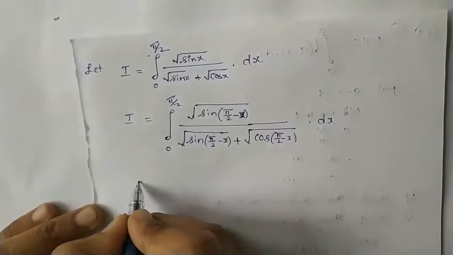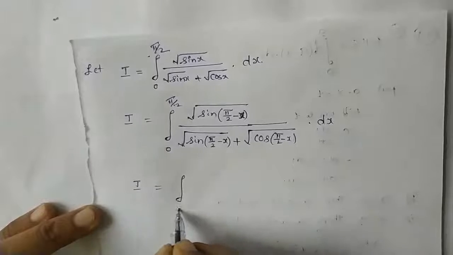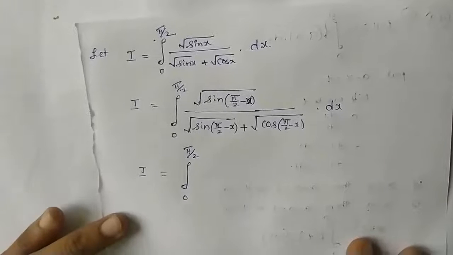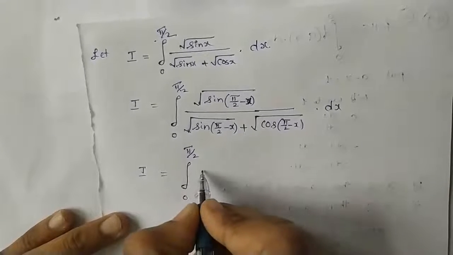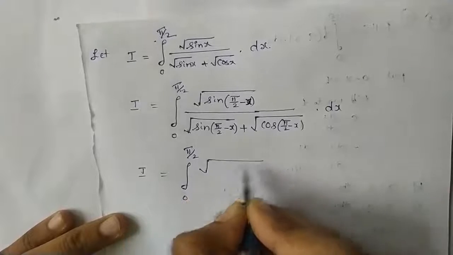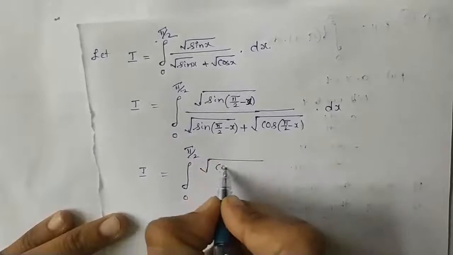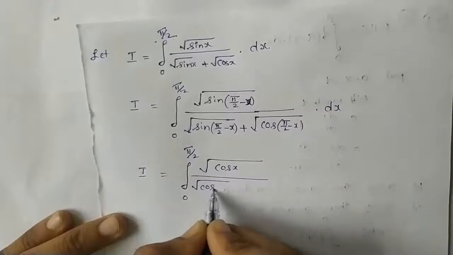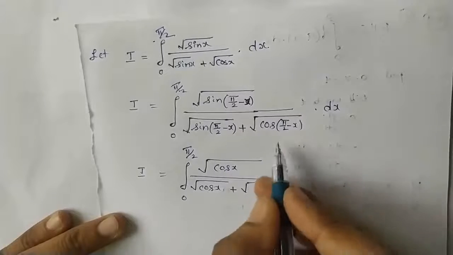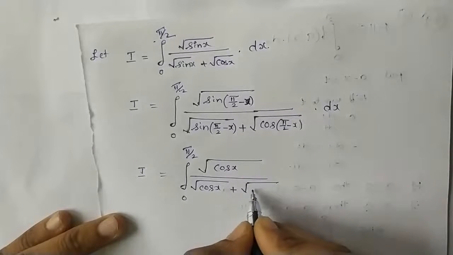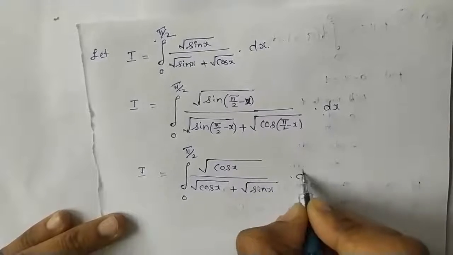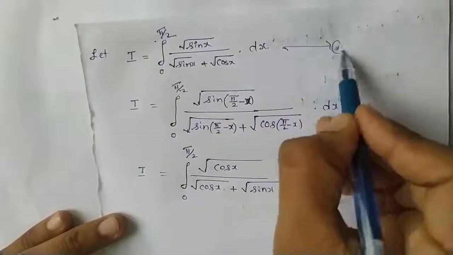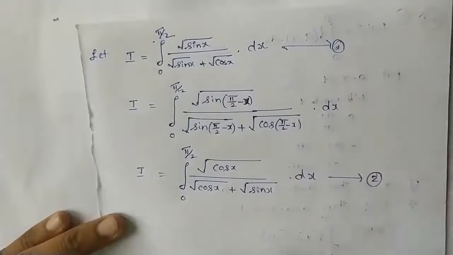That's it. So I equals to integration of 0 to pi by 2 square root of sin of (pi by 2 minus x), which is cos x, divided by square root of cos x plus square root of cos of (pi by 2 minus x), which is sin x, into dx. Okay, now call this equation number 1 and this equation number 2.